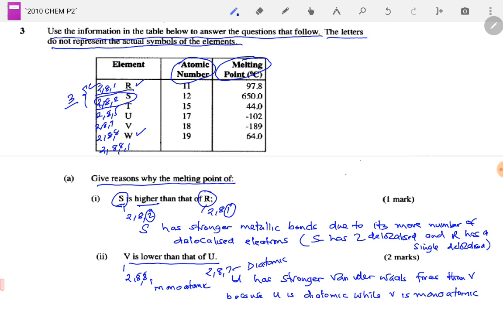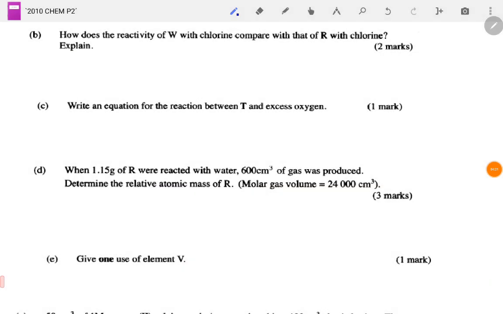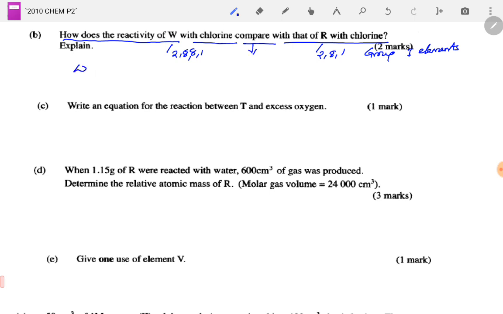Scroll down to other questions. Yes, part B, how does the reactivity of W with chlorine compare with that of R with chlorine? So W is 2881 and R is 281. Both of them belong to group 1, the alkali metals. And we are to use here a comparative term. So how do they compare?